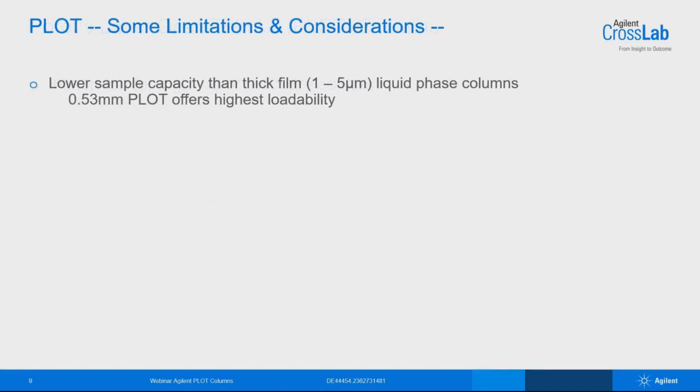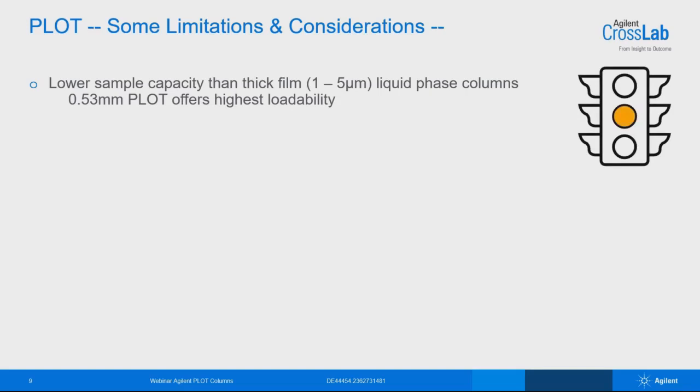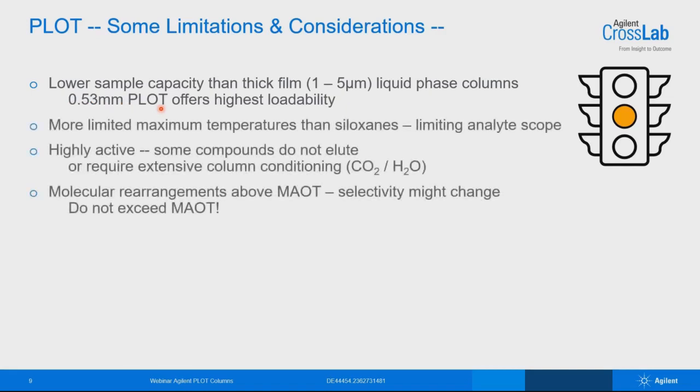There are some limitations and things to consider when working with PLOT columns. Number one, they have a lower sample capacity than what you would see for a thick film wall-coated open tubular, certainly than for a packed column. That's why it's often advised to select a megabore PLOT column version, 0.53 mm, to get the highest possible loadability out of the PLOT column. Number two, they also have a limited dynamic temperature range, more limited than siloxane liquid phases, for instance. That restricts their overall analytical scope. Certain larger, higher volume compounds just will not elute because of that.